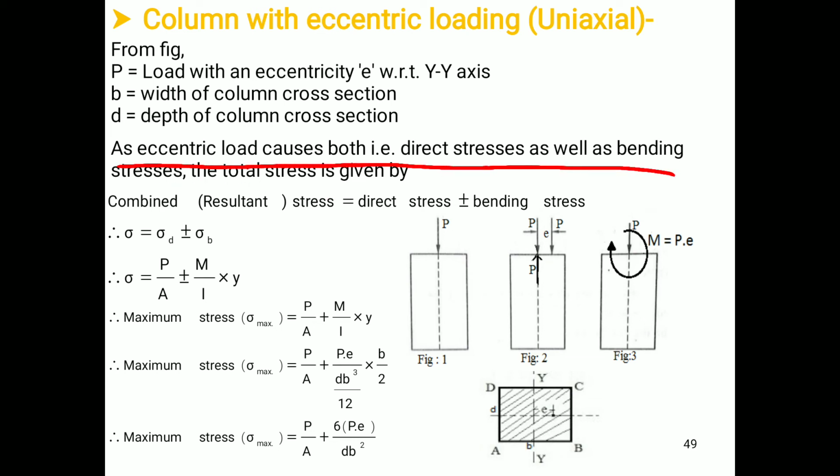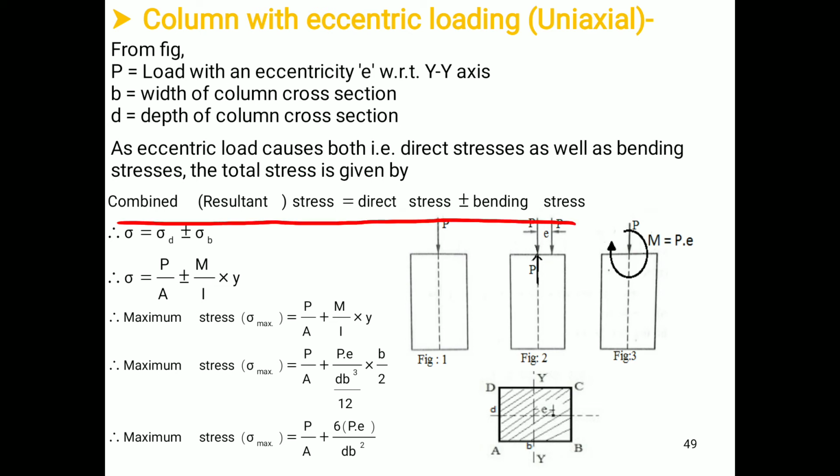Therefore the total stress, or the combined or resultant stress, is equal to direct stress plus or minus bending stress. Therefore sigma is the value of total stress, which is equal to sigma d plus or minus sigma b. Sigma d is the value of direct stress, and sigma b is the value of bending stress.